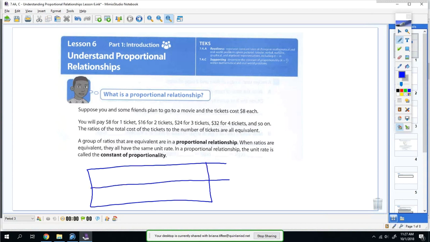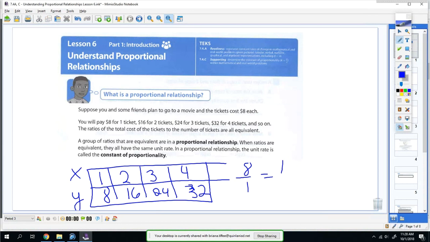So one ticket is 8, 2 is 16, 3 is 24, 4 is 32. So the ratio, this is x and this is y, so my ratio would be 8 over 1, 16 over 2, 24 over 3, and 32 over 4. They all equal the same thing because if you divide them, you all get 8. So that means my constant of proportionality is 8.